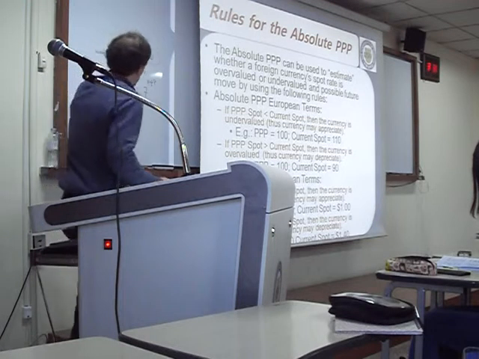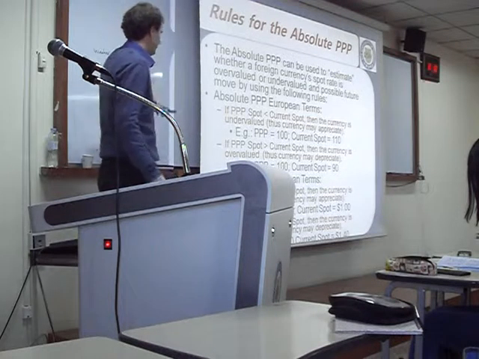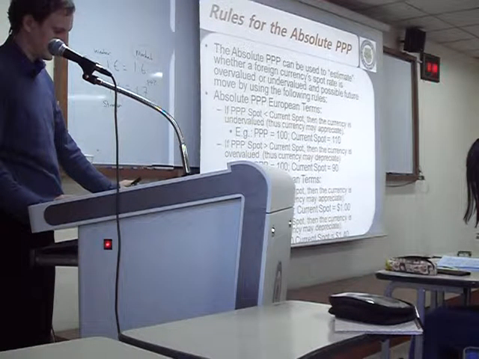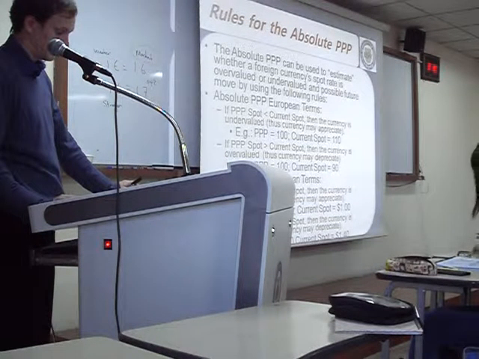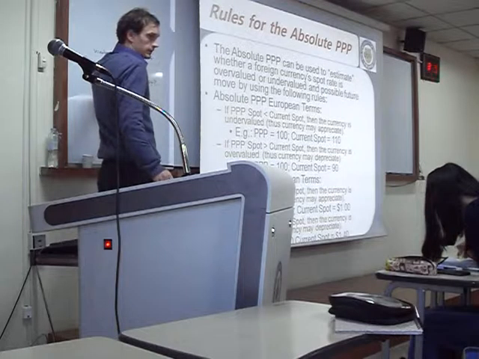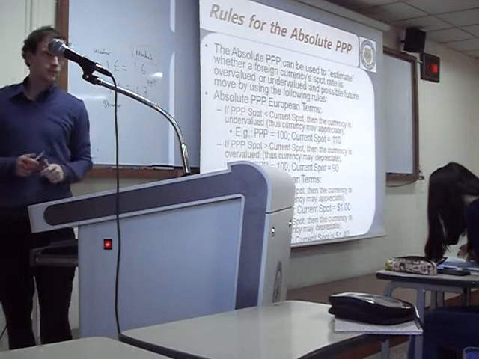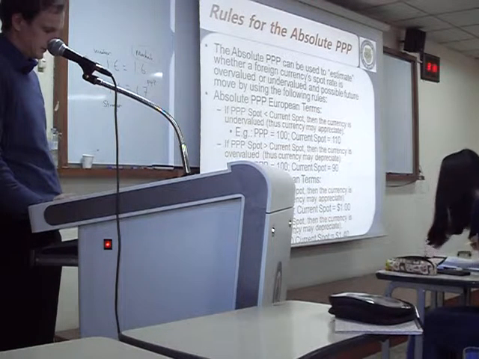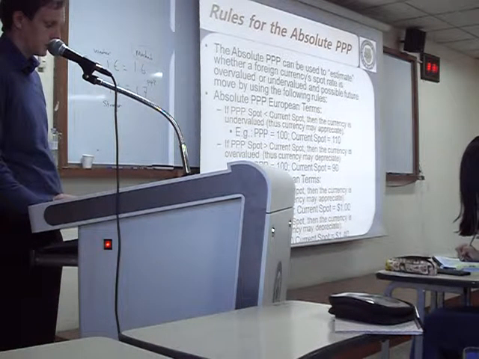Is this European terms or American terms? American terms, US dollars on the right, okay? So if we look at American terms, if PPP spot is higher than current spot, then the currency is undervalued, okay? In this case, is the PPP spot higher than the current spot? Yes, so then the British currency is undervalued, okay? So we can also learn that way, kind of memorizing, right? On the other hand, if the PPP spot is less than the current spot, then the currency is overvalued. This is American terms. Okay, then European terms is the other way around.